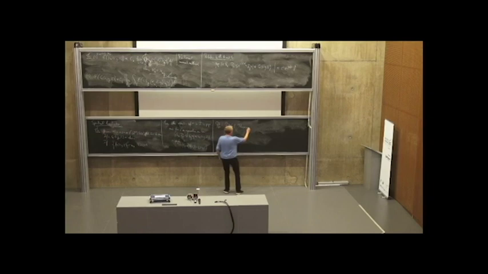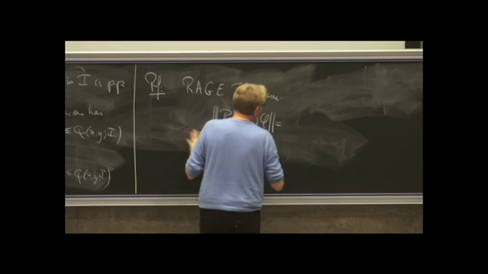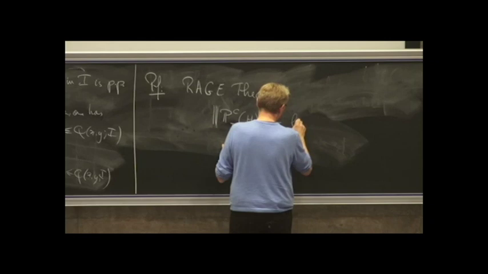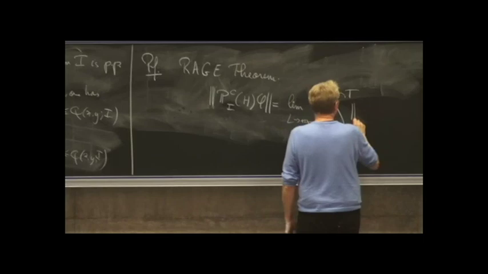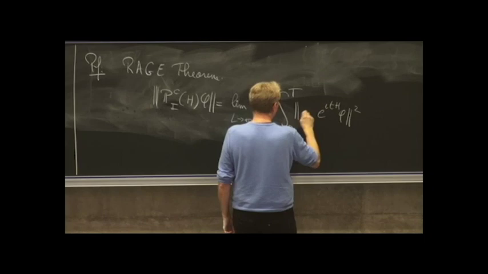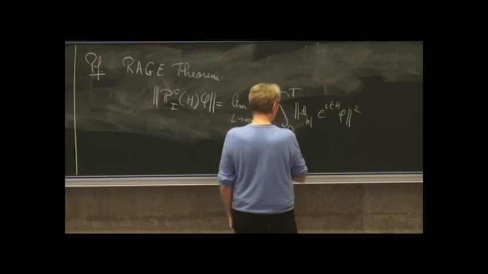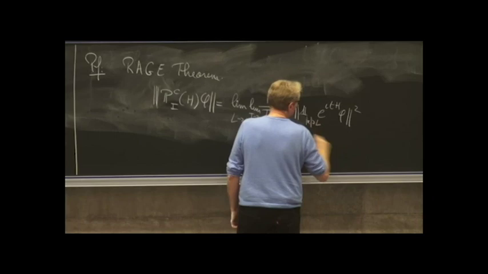So what does it say? It says, roughly, that if you take the projector on the continuous part of H in I, applied to a function phi, this is the limit when L goes to infinity of the time average of the norm of e^{itH} applied to phi, squared. And here you have to take the projector on what is happening outside the ball. There's a limit as t goes to infinity first, and a limit as L goes to infinity, of the integral over t larger than L, dt.